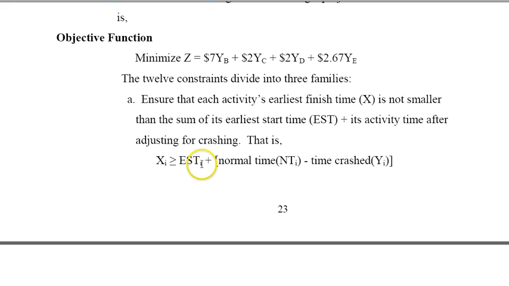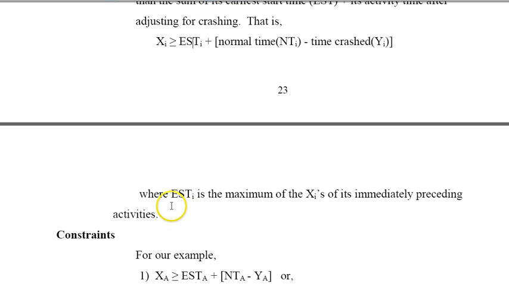The problem with this is the start time of I now is going to be adjusted because earlier activities may have crashed, and the start time of I is not the known start time of I that I had before. So ESTI is going to be defined as the maximum of the XI's of its immediate preceding activities. So that's the maximum of XI's. XI's are the earliest finish times of all preceding activities.